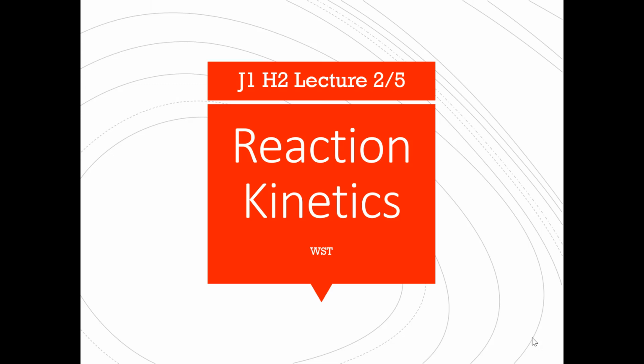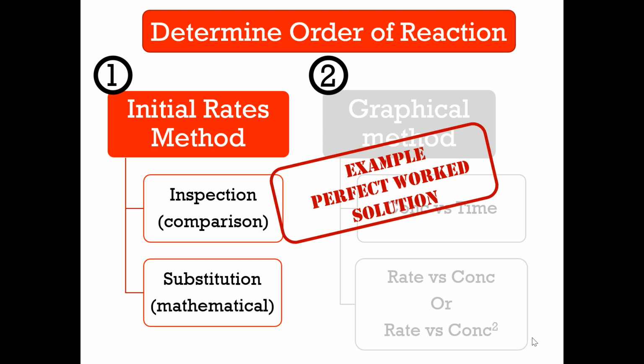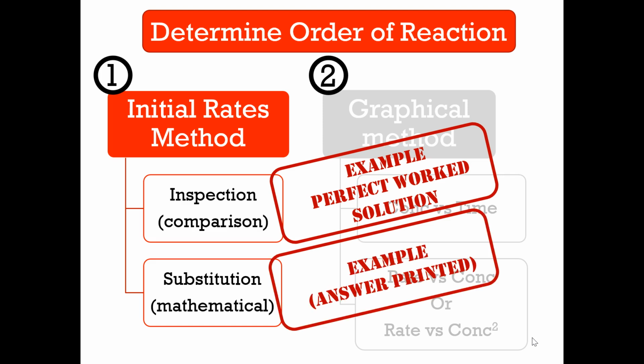Under the determination of order of reaction, we have two methods that we can learn from. Number one would be initial rate methods, which has inspection and substitution method. We have beautifully done up examples with perfect worked solutions. Some of it is printed at the end of the lecture notes for you to refer to. You should be able to attempt initial rates questions at this point.